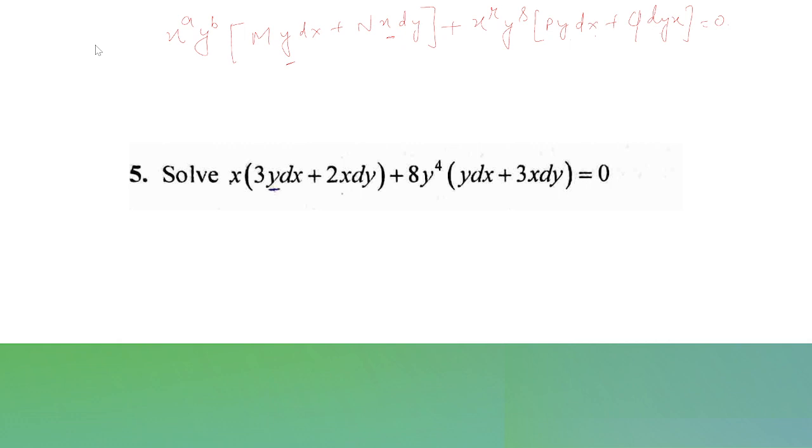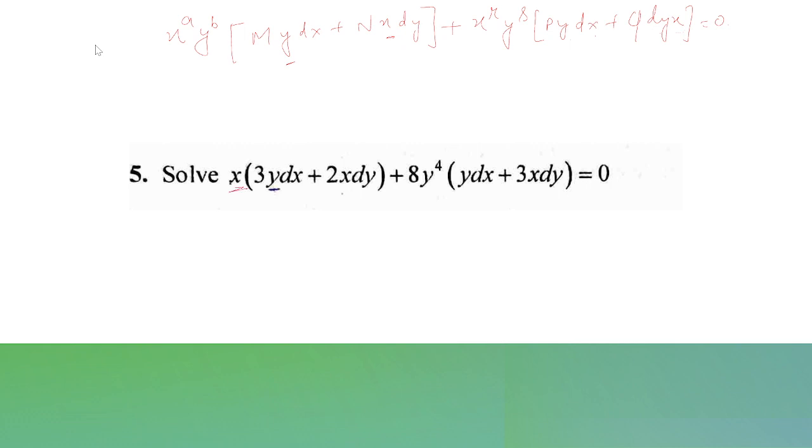Here is x raised to power a, y raised to power b, x raised to power r and y raised to power s. Here a, b, r and s are constants. With m dx we multiply y, with n dy we multiply x, with p dx we multiply y, and with q dy we multiply x. If you see, there is an opposite relation between all of these.